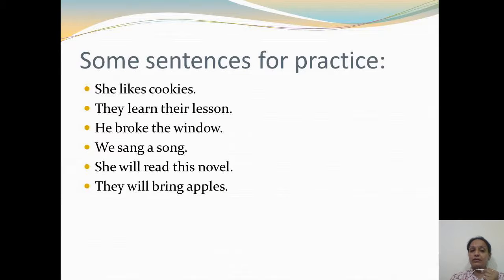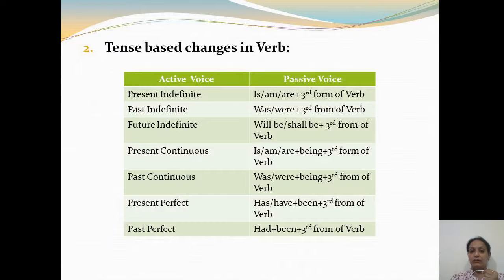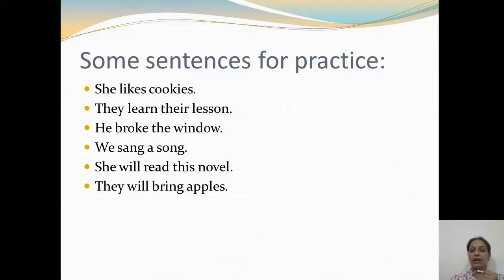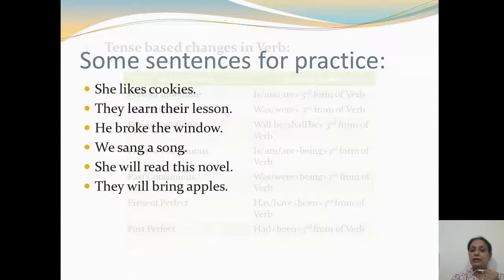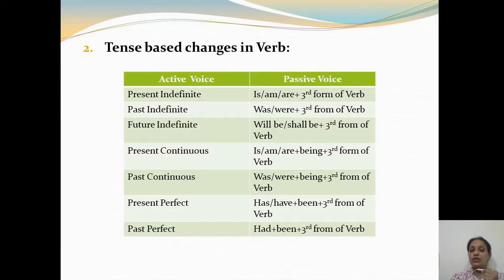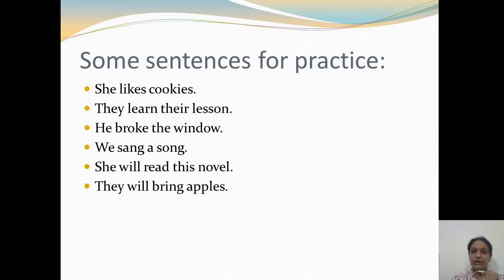The next sentence is of future indefinite tense. Now in future indefinite tense, as you can see over here, we have will plus the first form of verb, that is read. Will read, right? Over here we'll be changing will into will be, and instead of read we will be using the third form of read, that is read, right? So the receiver of the action over here is this novel, so this will come in the front. This novel will be read by her.